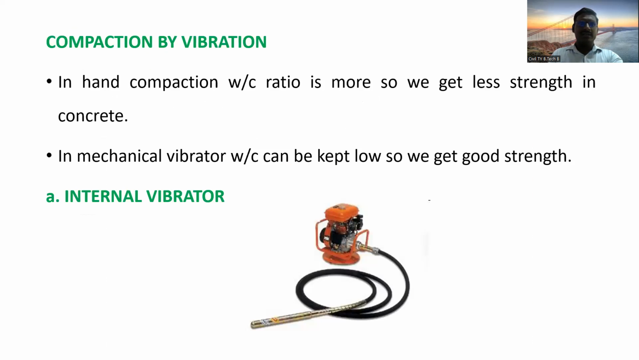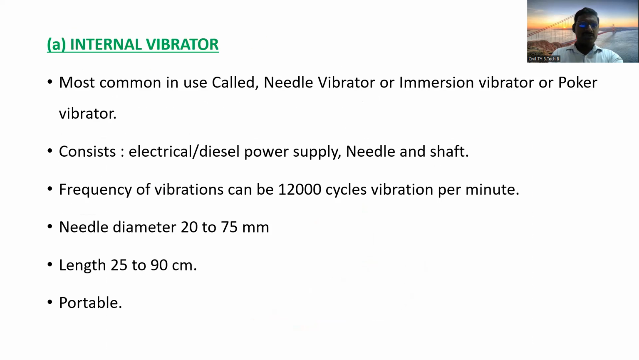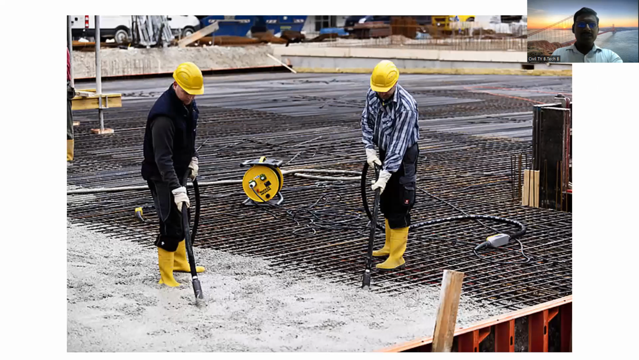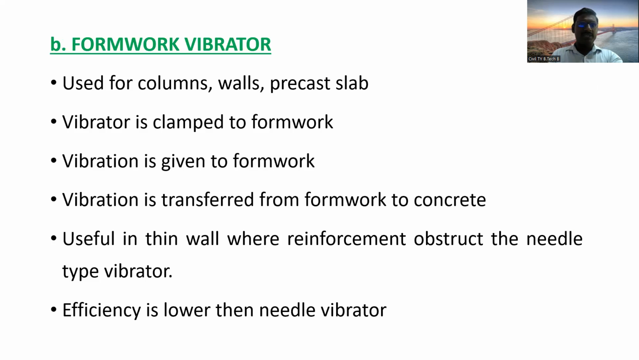The next is compaction by vibration. In compaction by vibration, there is an internal vibrator, which we covered in the last lecture also. What is the internal vibrator? What is the diameter of that needle? How does it work? Electric supply and power, or a diesel engine, can also be used. We also call it a needle vibrator or immersion vibrator. We have also seen how to compact the concrete using this needle vibrator.